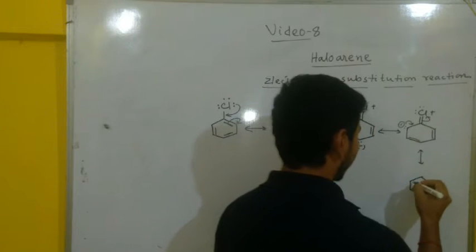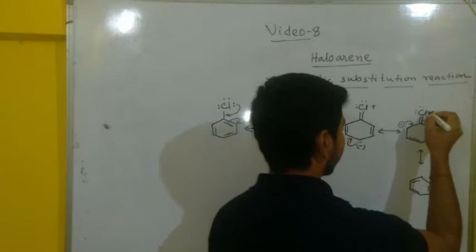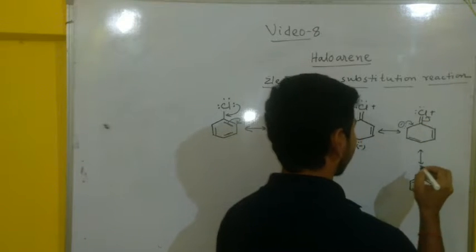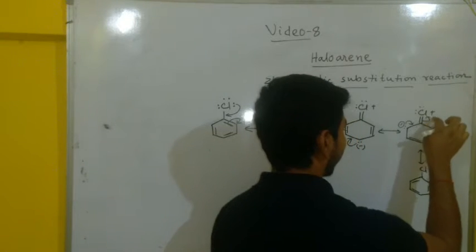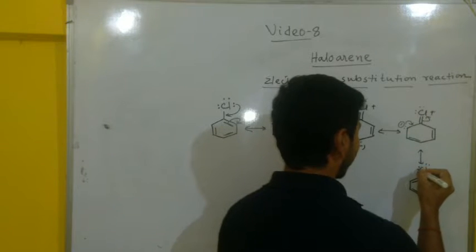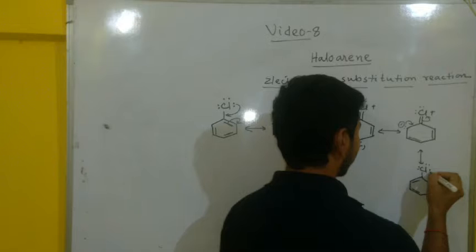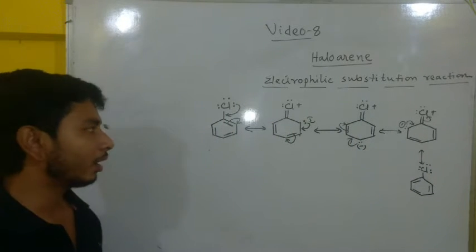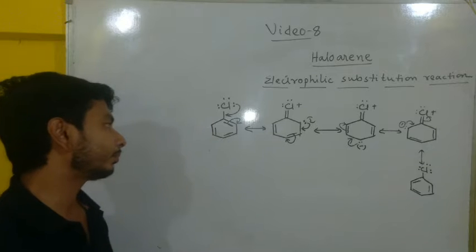So now here it becomes a double bond. This double bond is shifted to the next carbon. So now this double bond becomes a single bond to Cl. One bond pair is shifted to the carbon. Initially there are 2 lone pairs and 1 extra lone pair comes back, so 3 lone pairs. So these are the resonating structures of chlorobenzene.